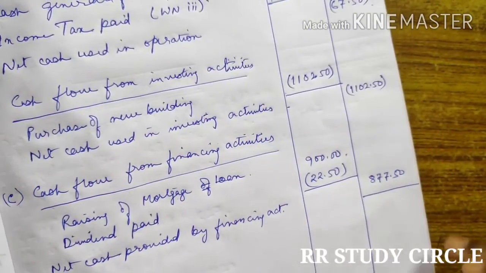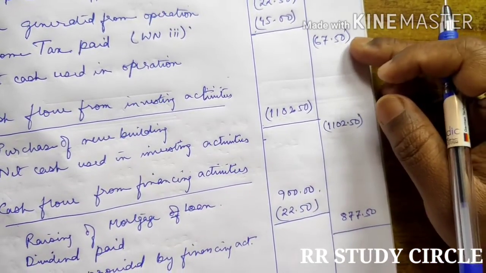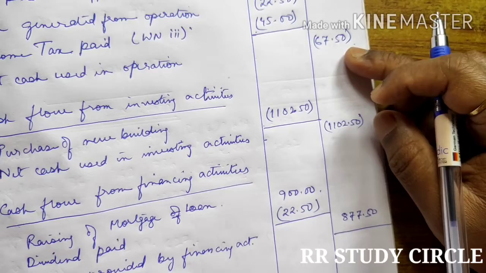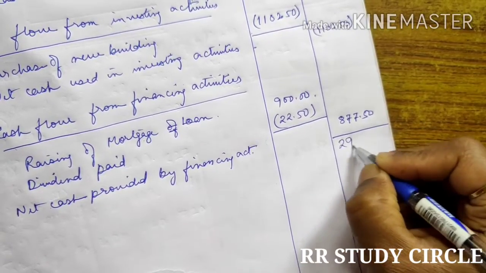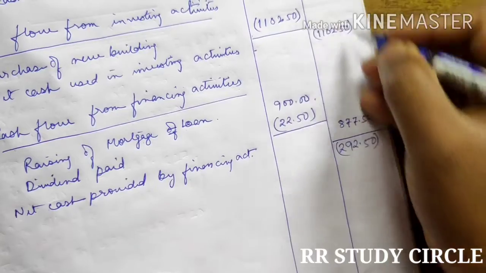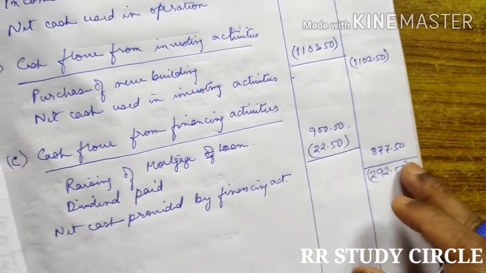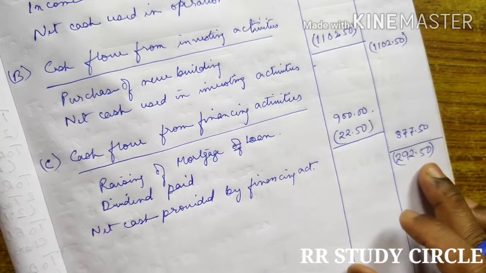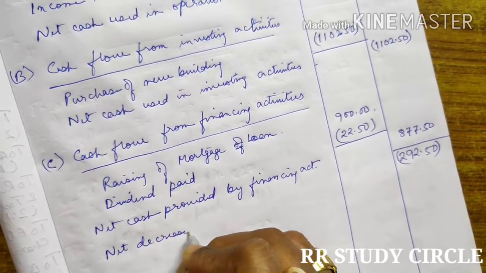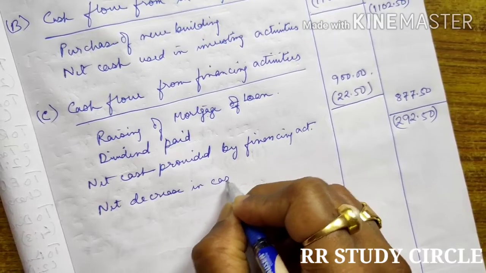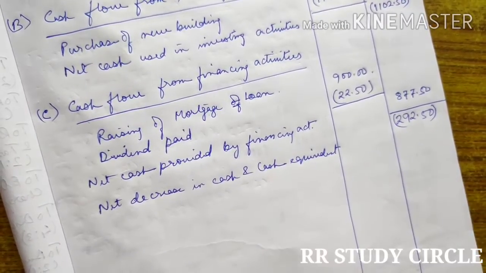Now, after making the total of this column, this has to be deducted, 67.50, because this is in negative. So after making all the calculation, you will find rupees 292.50 is in negative after making addition and subtraction. Clear? So the amount has come to negative because the total of the negative figure is bigger than the positive figure. So this amount you will write as net decrease in cash and cash equivalent. Clear?